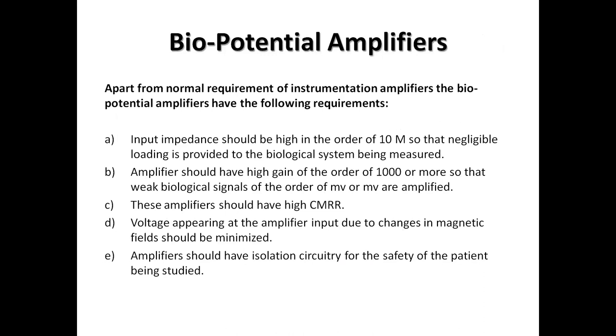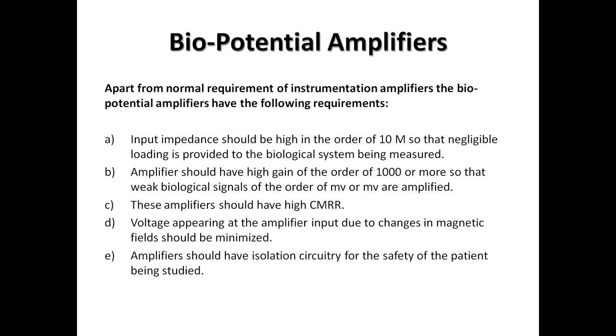We have to keep the input impedance high, in the order of 10 megaohms, so that negligible loading is provided to the biological system being measured. We have to make sure the input impedance is within the proper measurable margins. We expect the amplifier to provide high gain, in the order of 1000 or more, since weak biological signals are in the order of millivolts and must be amplified. These biopotential amplifiers are expected to have high CMRR with good gain, and isolation circuitry for the safety of the patient being studied.